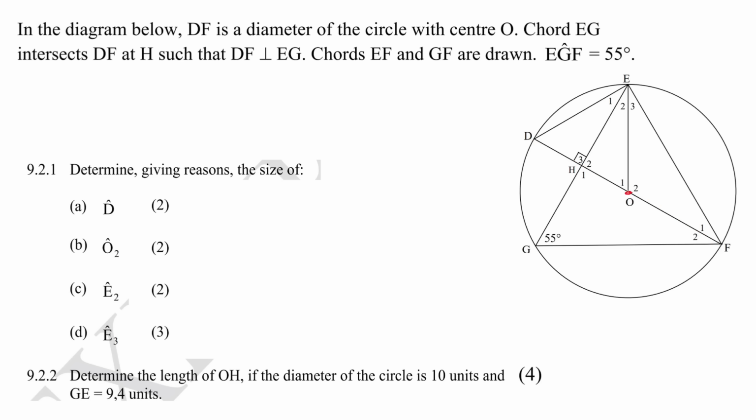Okay, so it's going through the circle center. Chord EG, I'm just looking for stuff that they haven't shown. DF and EG. Okay, they have shown that. And then EGF is 55. Perfect. First question for 2 marks. Give the size of angle D.